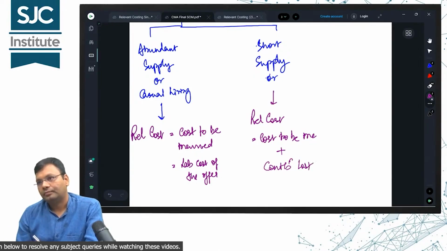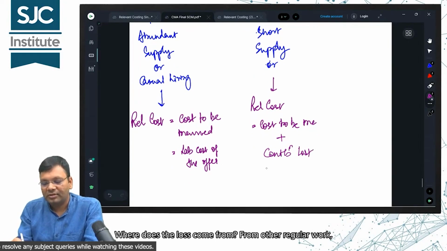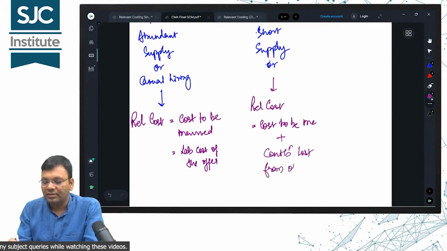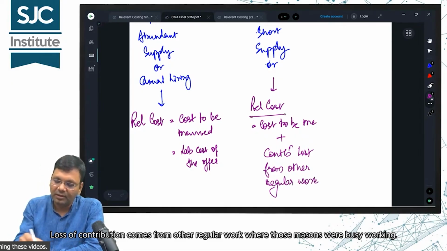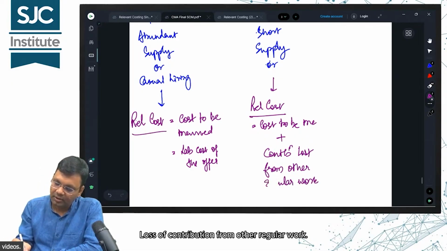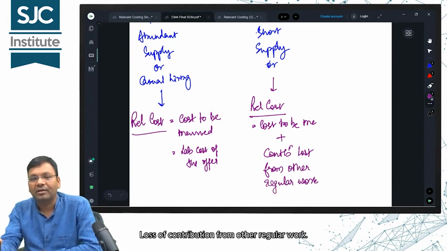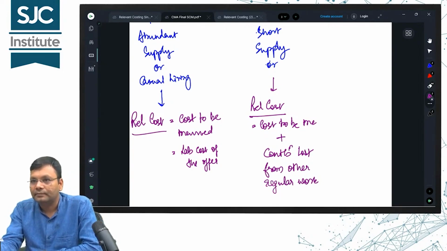Contribution lost. Where does the loss come from? From other regular work, where those workers were working. Loss of contribution comes from other regular work where those masons were busy working. Loss of contribution from other regular work. I hope it is clear.